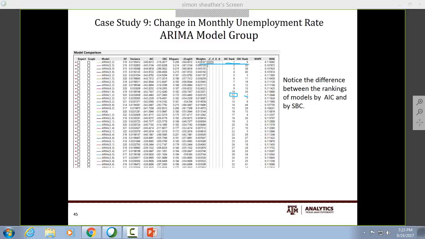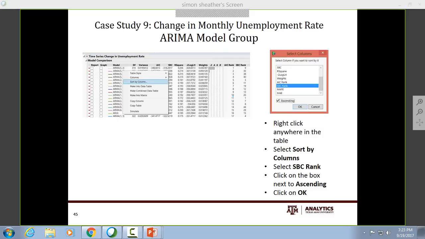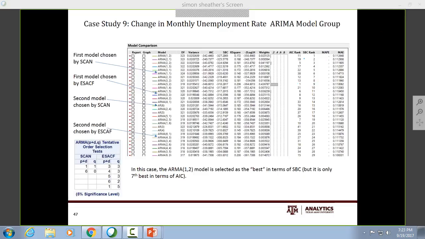So what I would like to do is order by SBC. I want the models from best to last, first to last. Again, right-click anywhere on the data, sort by columns, select SBC rank, and check ascending. And here we go. Look at this. Rank 1, 2, 3 for SBC was rank 11, 19, and 5 for AIC. So what did it pick? It picked ARMA 1-2 and ARMA 2-1. And the SBC values are kind of close: 327, 325.